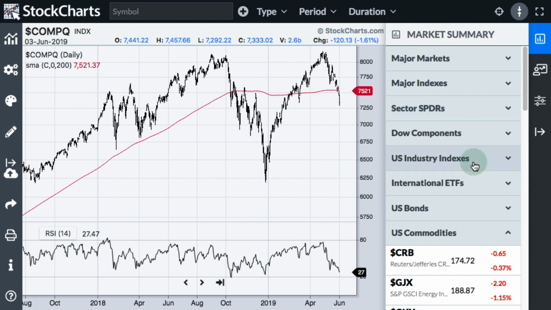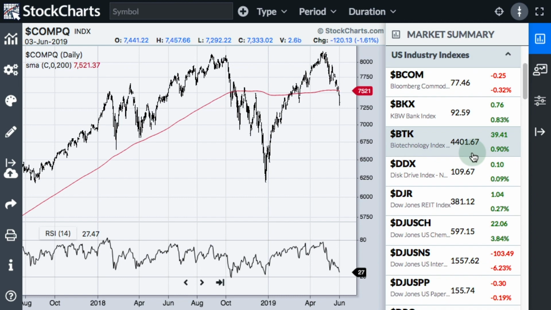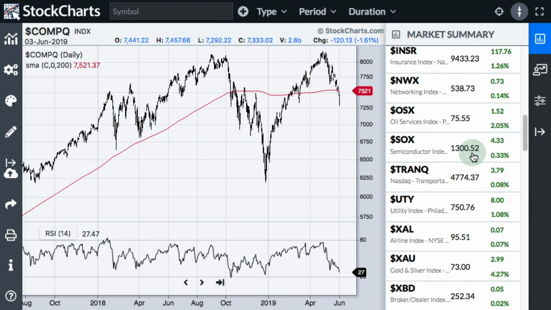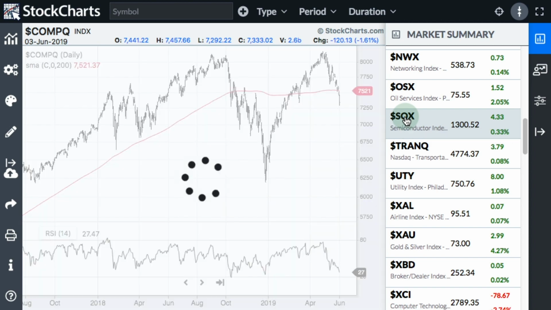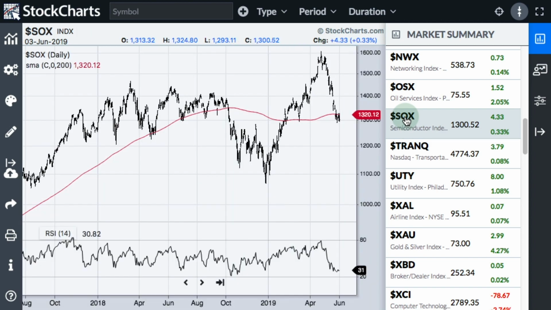And what I want to show you is some of the industry indexes. And there we can see those. And the one I want to focus on is the semiconductors, SOX. And so I click on that, and we can see that SOX is leading the way lower.